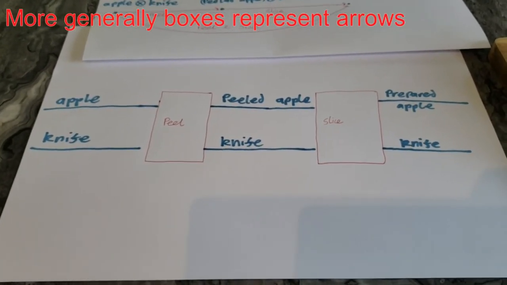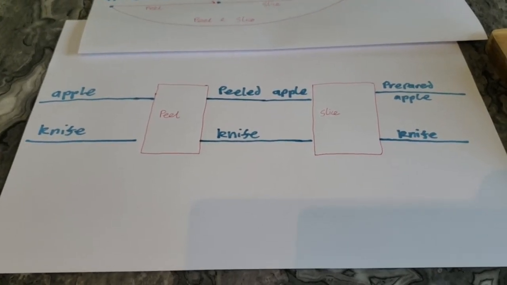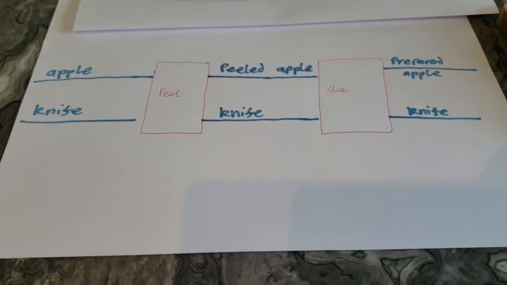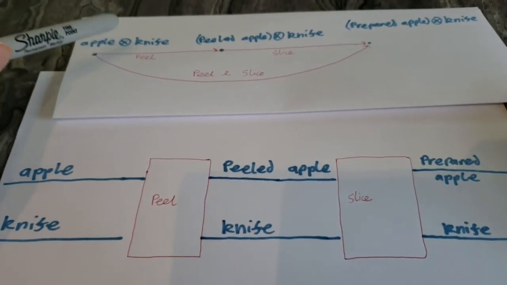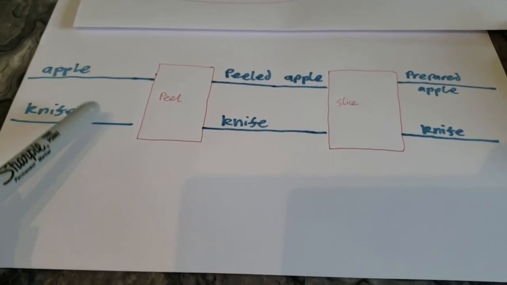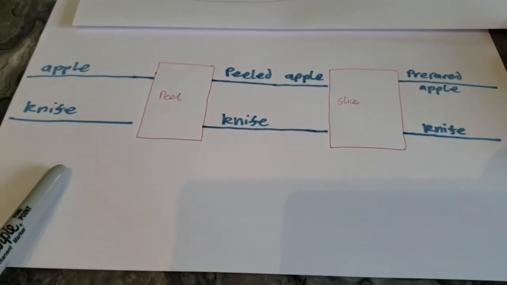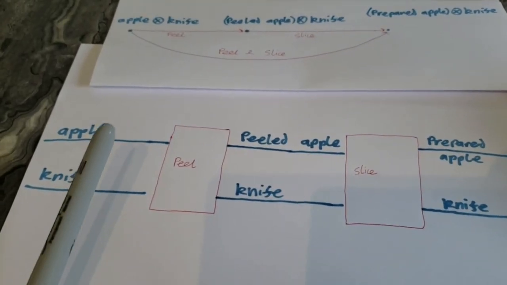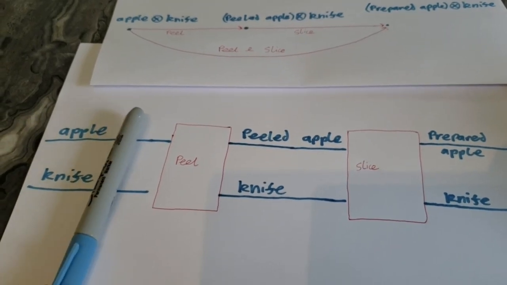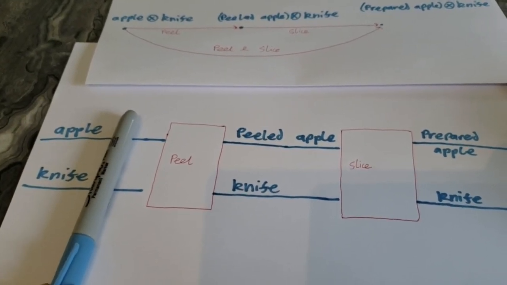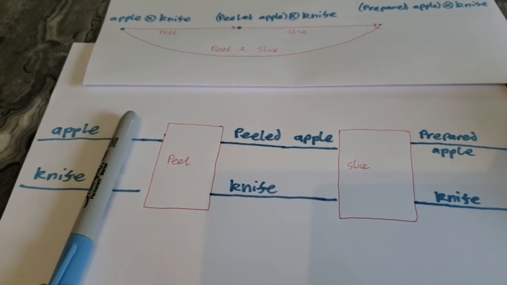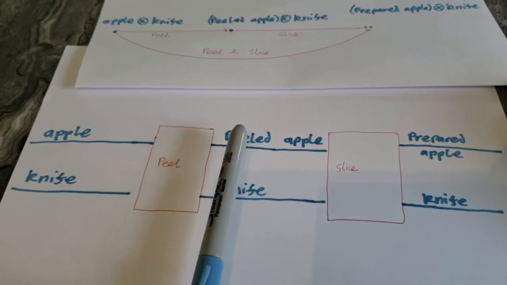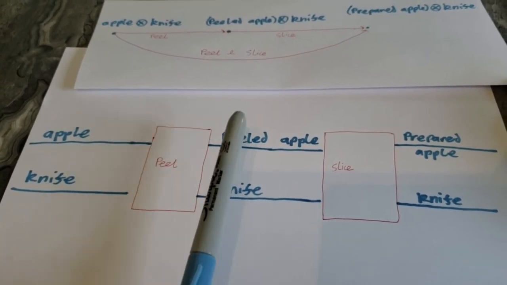But the clever bit is that in these symmetric monoidal categories, we have some notion of being able to take the product of things. In our case, this is Cartesian product. And when we write one wire on top of another one, we can think of that as representing the product of those two objects. So more precisely, we can interpret this as saying that the input of this peel function is something from the product of apple and knife. And then the output is going to be something of the form of product of peeled apple and knife.